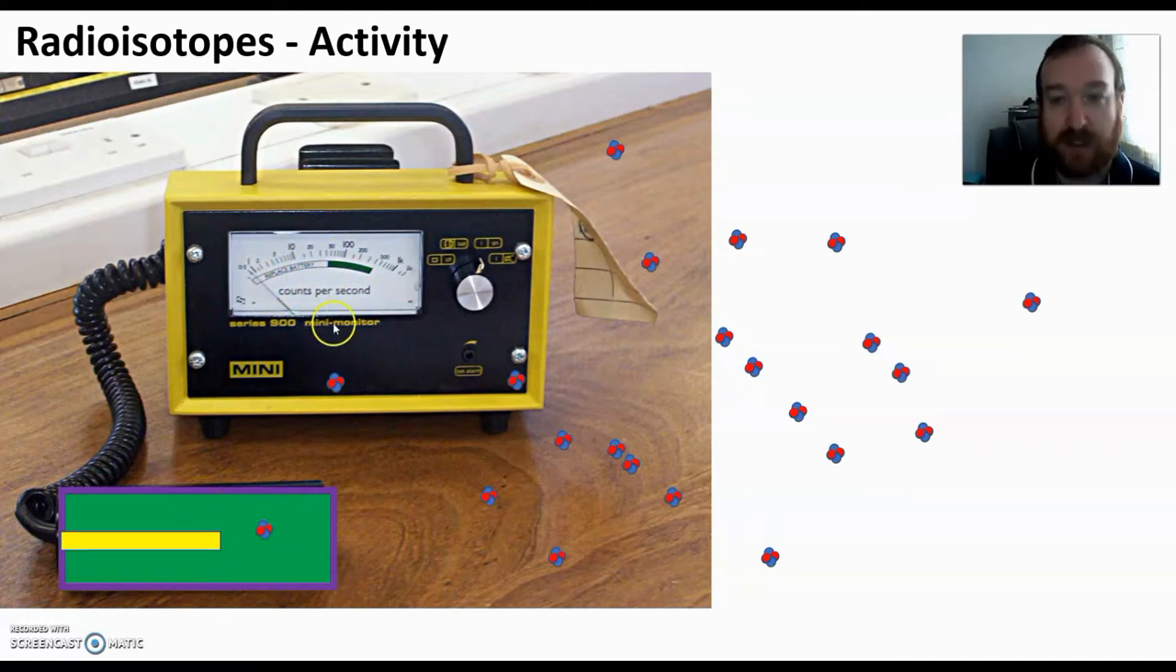So what it's doing is counting how much radiation is present, and it can detect beta particles just as well. Depending on the machine, some of them can detect gamma rays, but they're more designed to detect the particles.